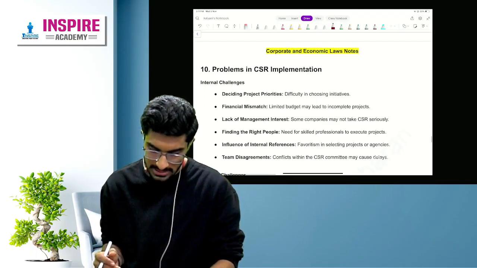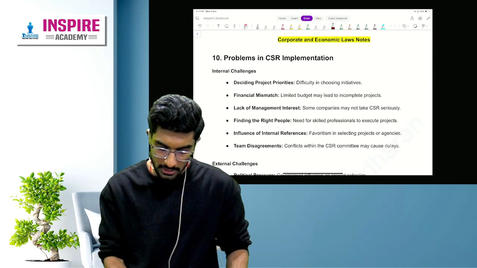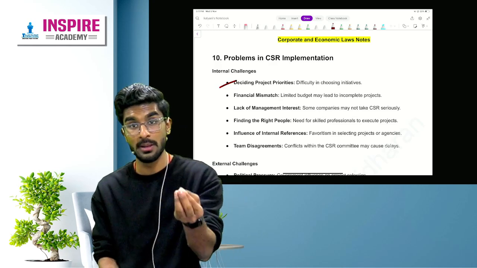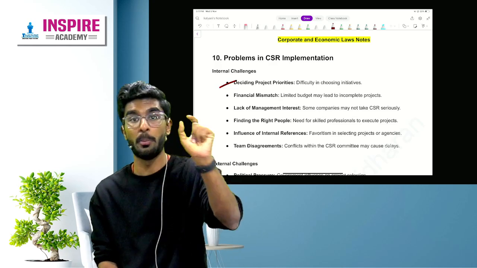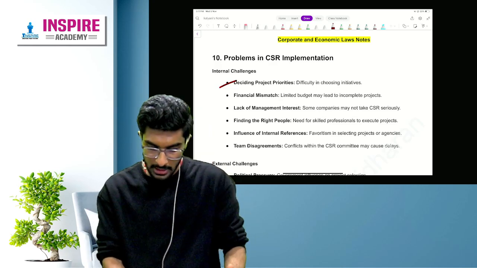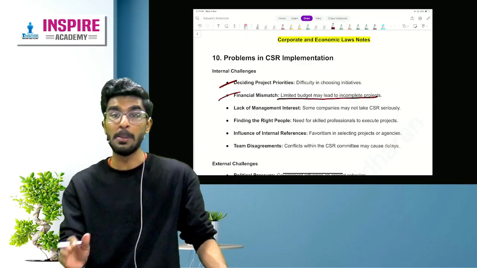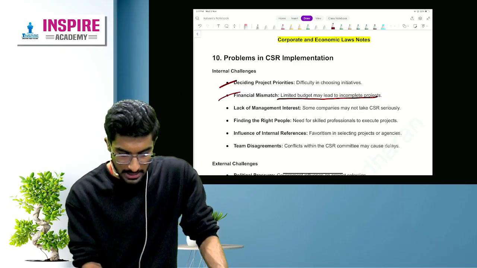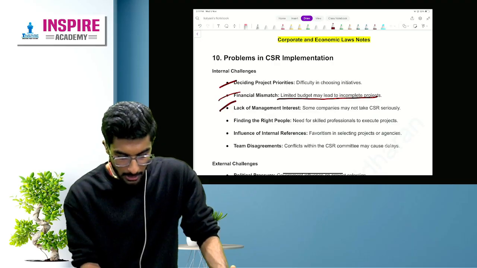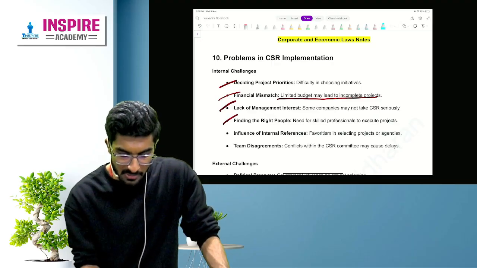Now, the problems in CSR implementation. Yeah, you might find it very, very difficult to decide which should be the actual priority of your CSR projects. Number 2 is financial mismatch. Limited budget may lead to incomplete projects. Number 3 is lack of management interest. Number 4, management might not be interested.